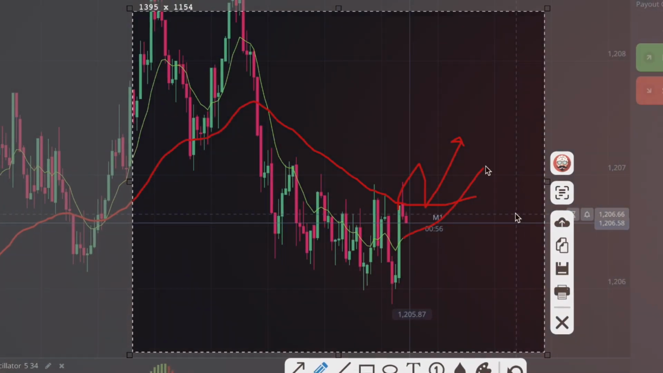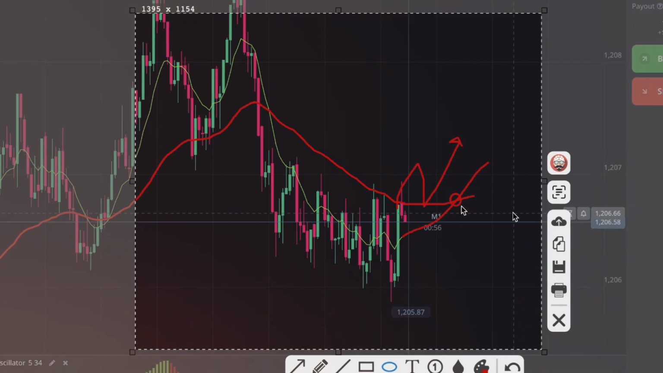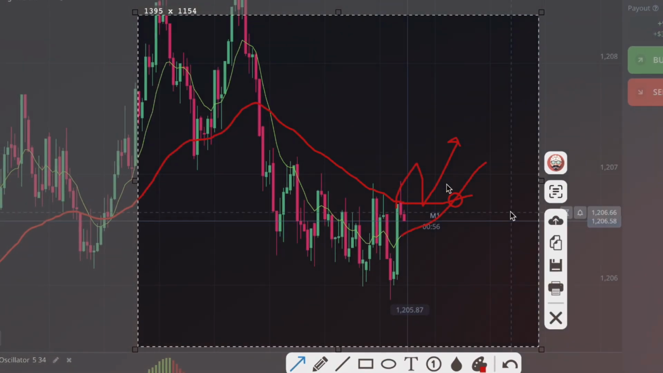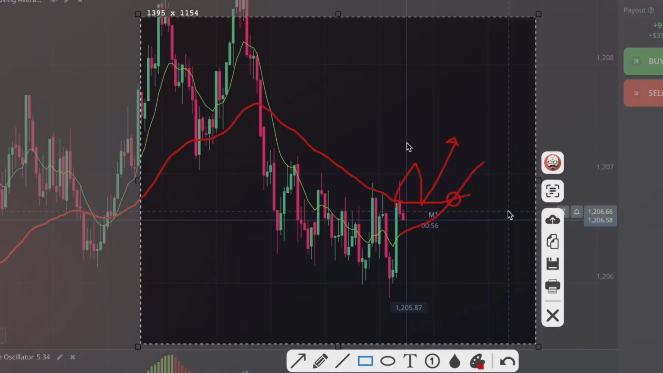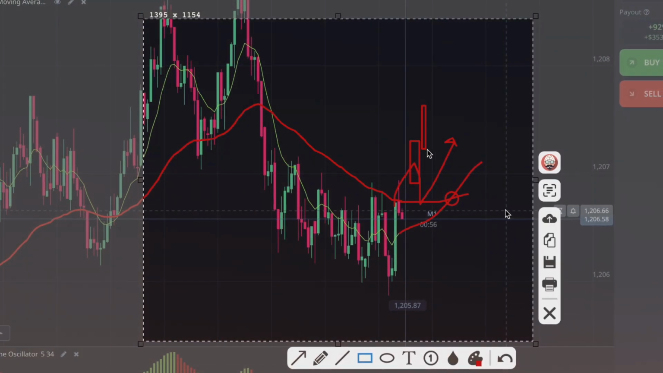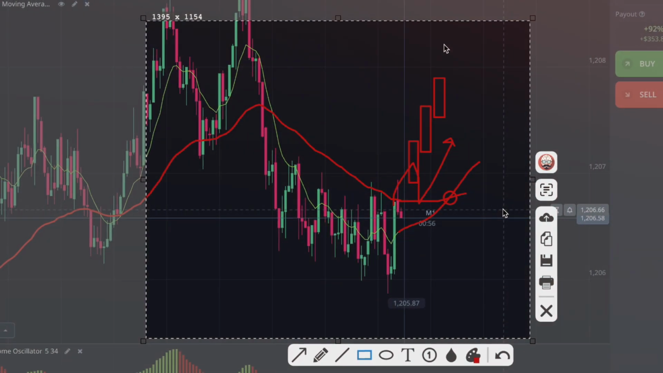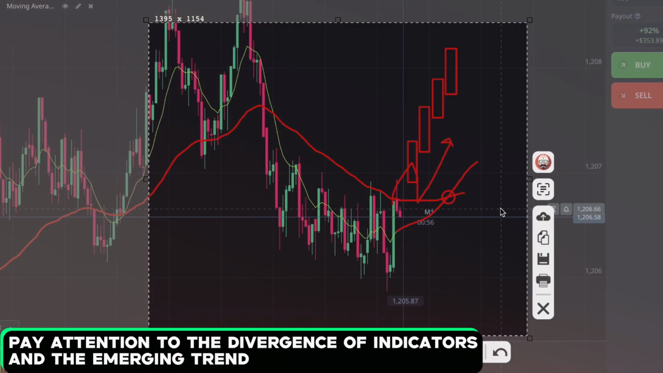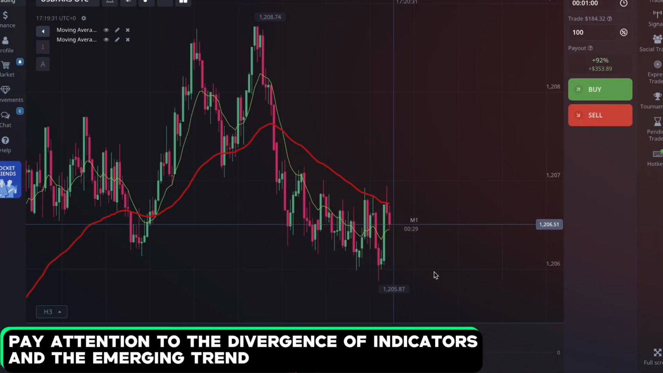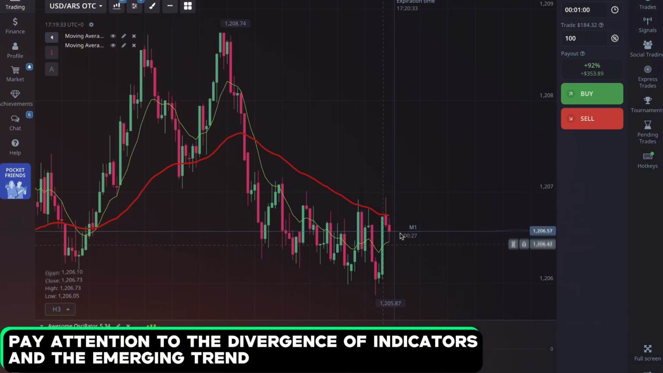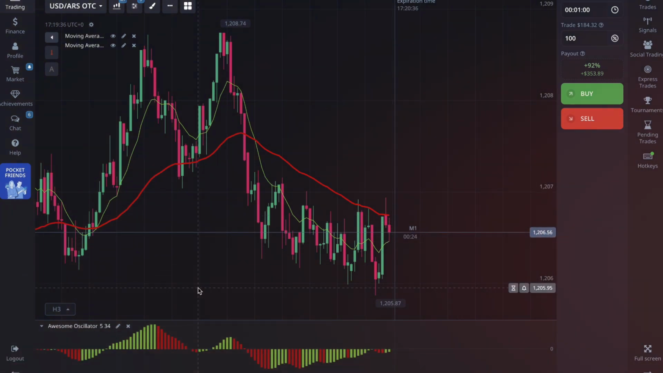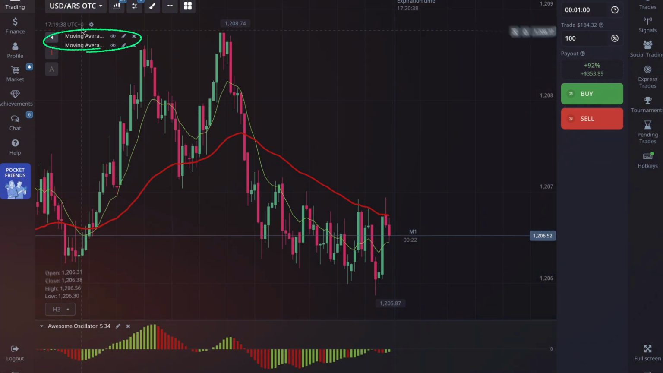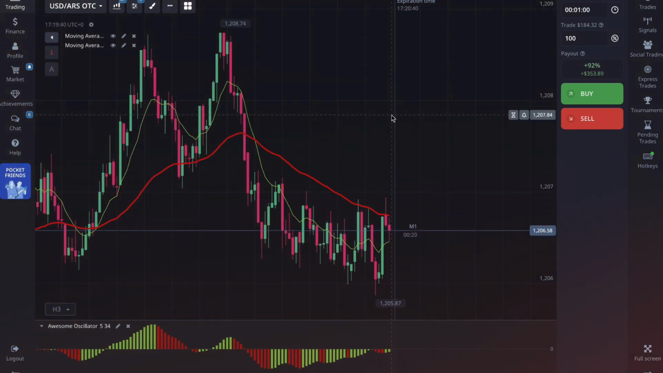Usually, many people are used to open trades at the crossing of these lines, but frankly speaking, the chart in this case will be very high and we would be entering risky trades. Therefore, we will pay attention to the divergence of indicators and the emerging trade. The awesome oscillator and moving average will help us in this. So let's look further.